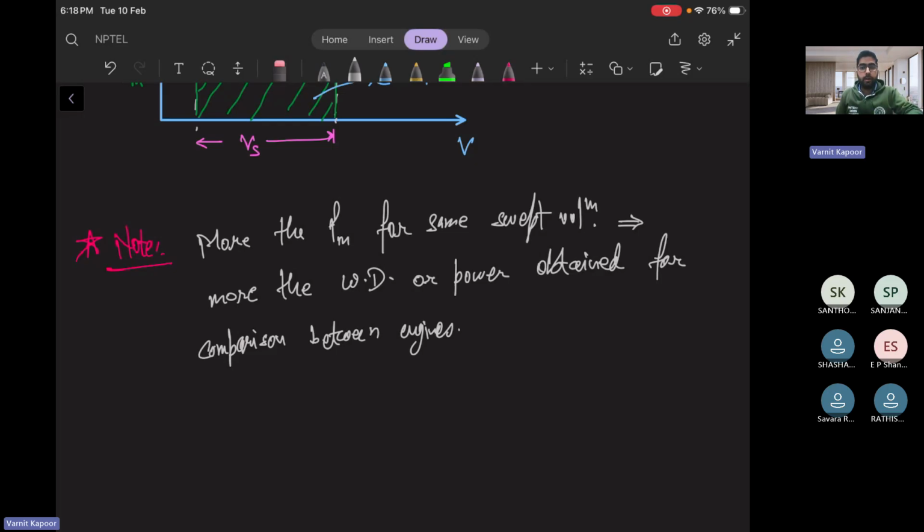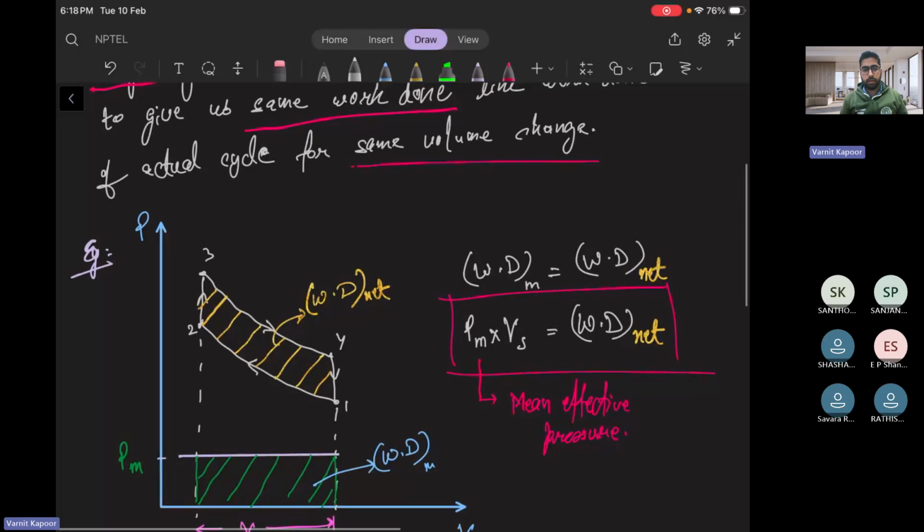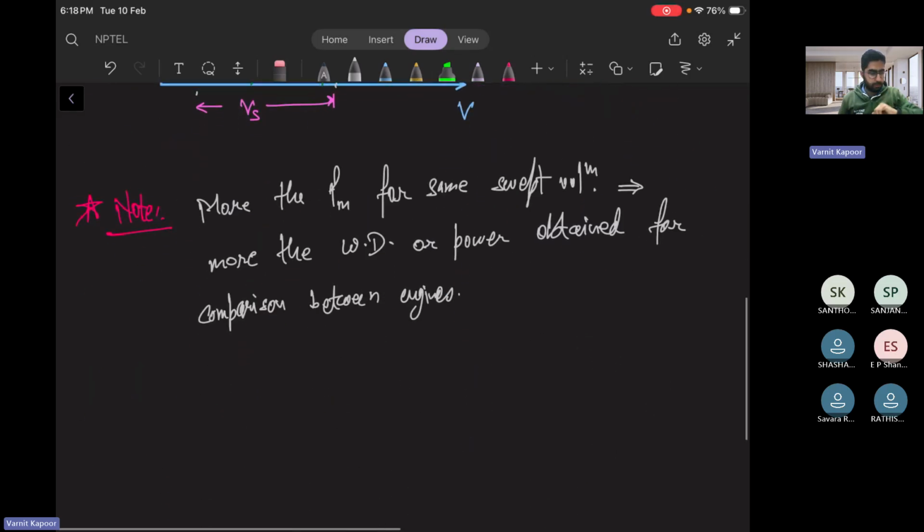Okay, I hope this is clear. So we can proceed to a question, a numerical. Any doubts in this, or should I proceed? If you have any doubts, please ask. If no doubts, we can proceed.